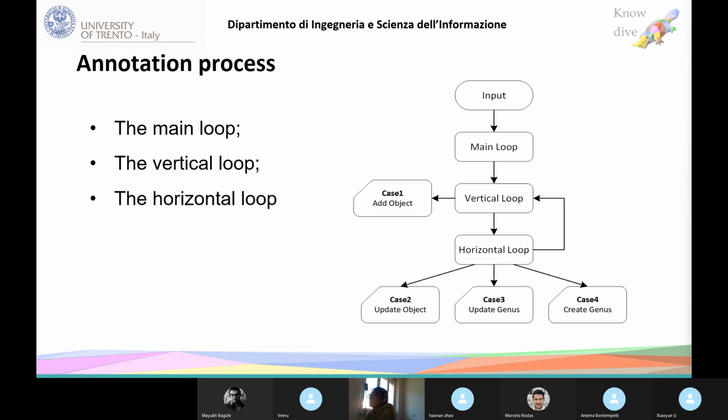And now we detail the image labeling methodology. This is a human-in-the-loop interactive refinement process, which includes three loops, namely the main loop, the vertical loop, and the horizontal loop. The first step we mentioned before, the object localization, is applied in the main loop. And the second step, the visual classification, is produced by the vertical loop and the horizontal loop.